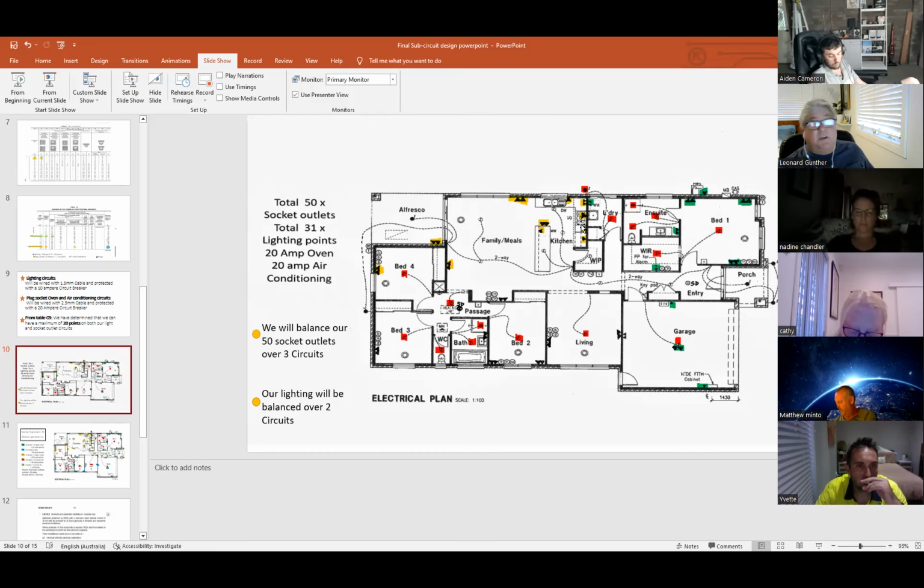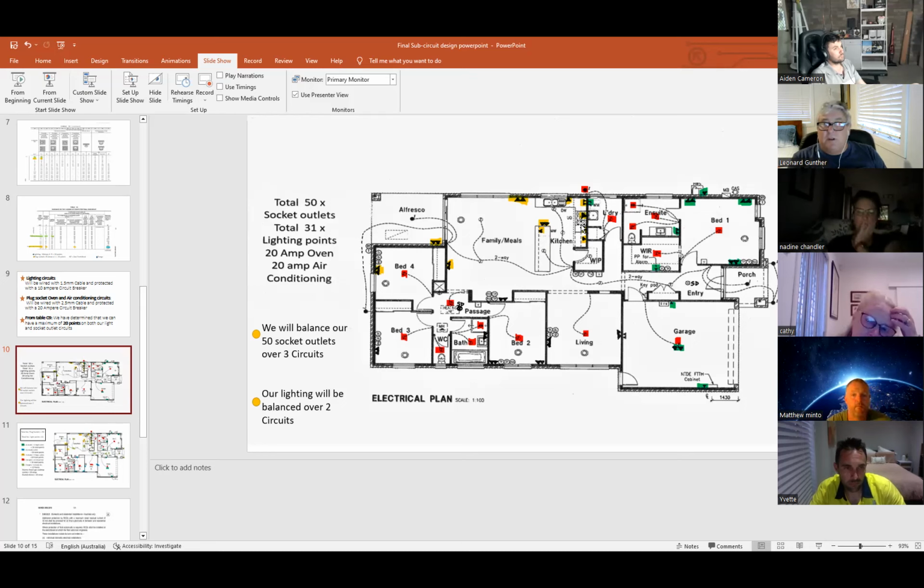Now that depends. Each job's different, depending on the size of the oven. It may require a larger circuit, but you have to look at the specifications for that appliance. Generally you would have that information from the builder to say we're going to install this cooktop or this oven or this air conditioning or whatever hot water system, whether it's solar, boosted solar, gas, whatever. So you get all that information with your job card before you get to the job, so you know exactly what you're going to run in that house.